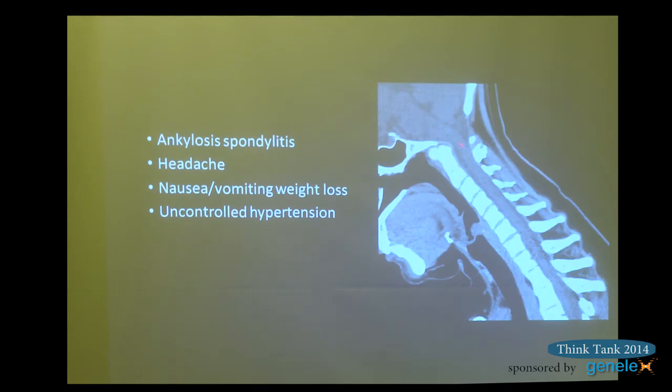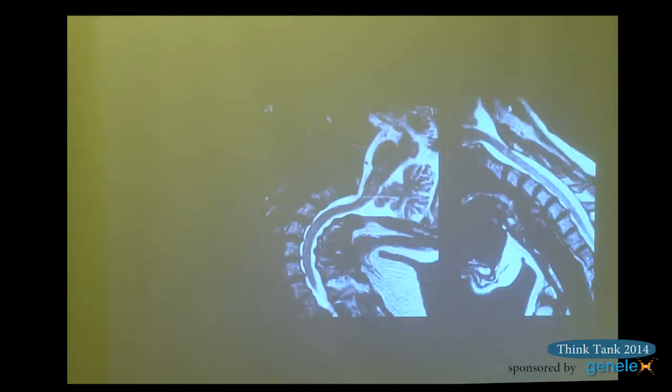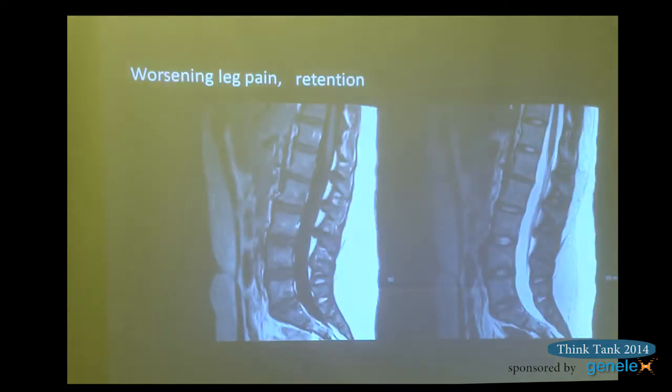There's no space. The brainstem is deformed. Flexion and extension: there's no big segmental instability. And presented with worsening leg pain and urinary retention. The MRI of the lumbar spine is normal.